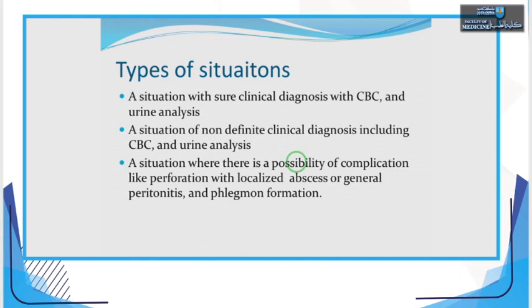Now we have situations. A situation with sure clinical diagnosis with CBC showing leukocytosis and urine analysis showing no indication of any urinary tract problem. A situation of non-definite diagnosis, including CBC and urine analysis. A situation where there is a possibility of complication like perforation with localized abscess or general peritonitis and phlegmon formation, and this is usually a presentation more than 72 hours from the start of feeling pain.